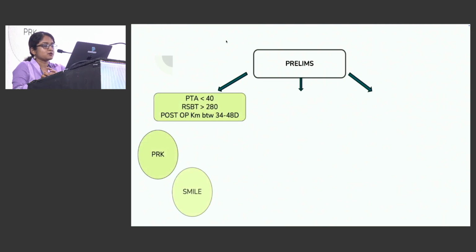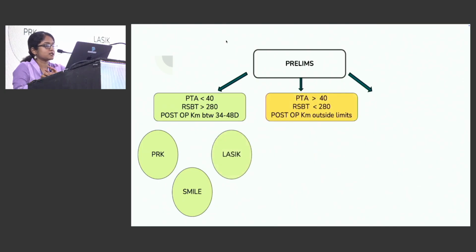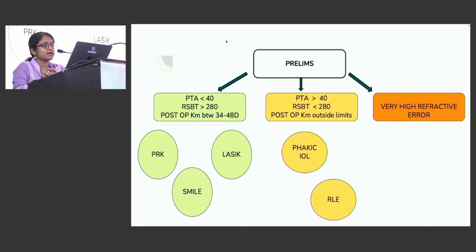So for a patient who has adequate corneal thickness and doesn't have a steep cornea, we can go for a surface ablation or any other cornea-based procedure. If the patient doesn't have a proper cornea but the ACD and white-to-white are okay, then we can go for a phakic IOL or refractive lens exchange. And for very high refractive errors, we can go for bioptics.